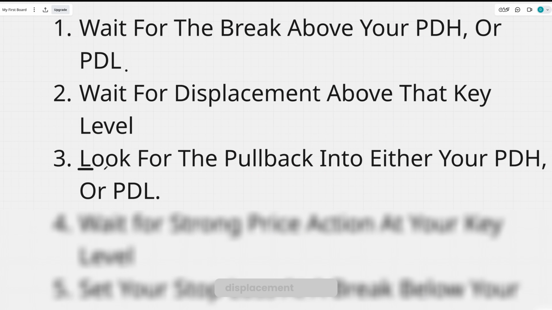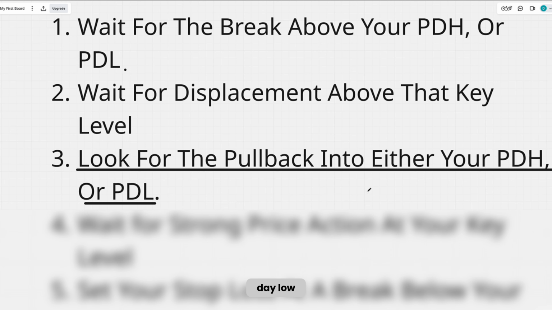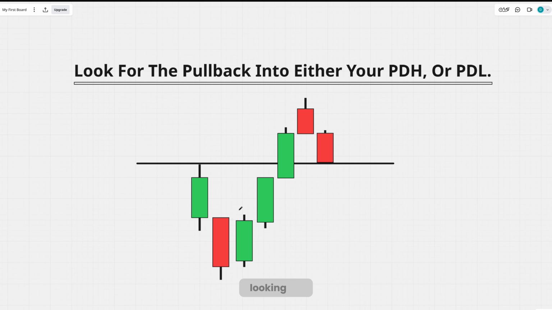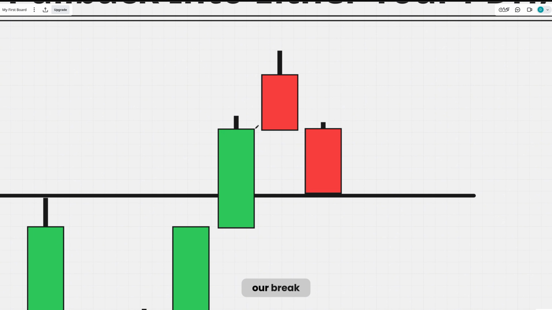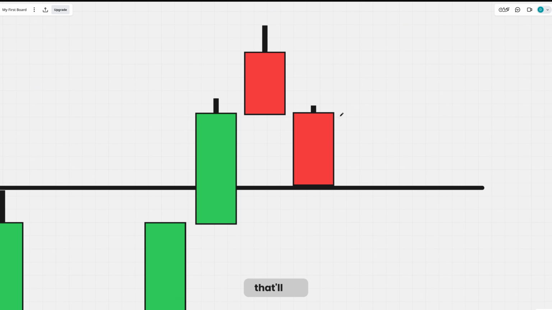Now that we've waited for displacement above our key level, we can now look for the pullback into either your previous day high or previous day low. Once again, it does not matter. So when looking for the pullback into either your previous day high or previous day low, you're looking for the candle that you're pulling back on. For example, this candle right here, we had our break above, once again, our displacement candle here showing that we had strong momentum above our key level and that it's not a false breakout. We'll go over in a second what a false breakout looks like. And then we had this retest candle here.